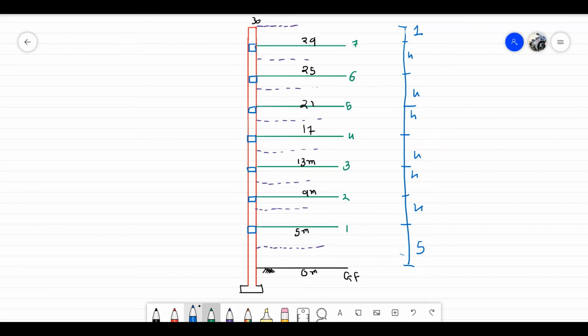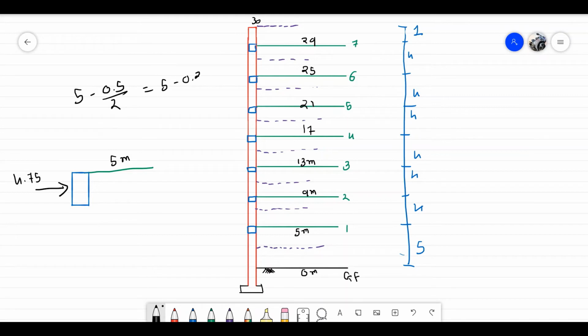So here is a floor, right? Then after here is a beam and below one is column. So node point is center of the column, center of the beam, right? So story height is 5 meter, but node point height is 4.75. Why? 5 minus 0.5 divided by 2. So 5 minus 0.25 is equal to 4.75 meter height.